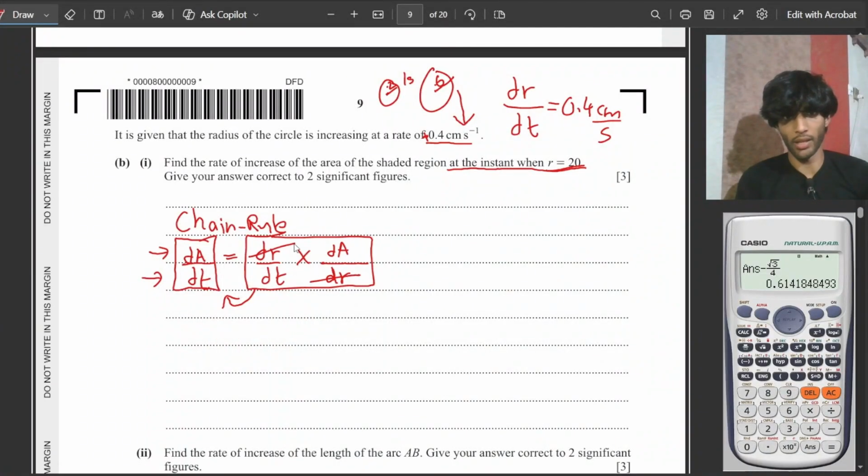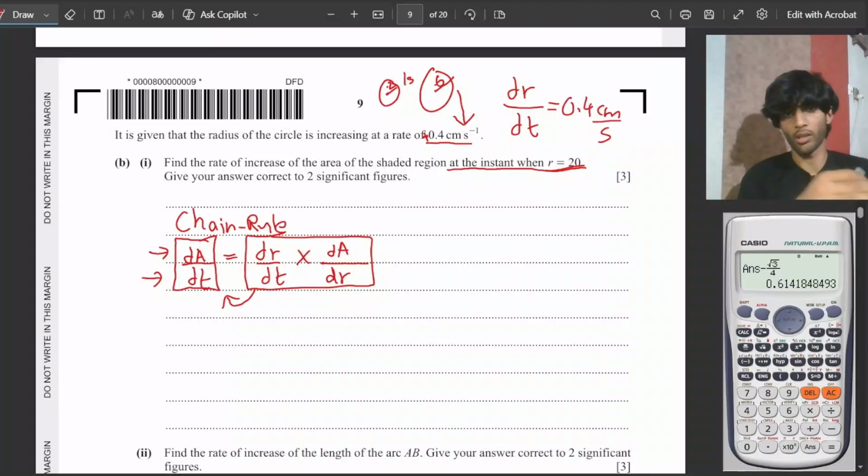This dr cancels out with that dr, and I'm going to get a dA in my numerator. I'm going to get a dt in my denominator. That's what I'm trying to find. So this is how you apply the chain rule. This is how you do a problem where you are supposed to find one rate using a completely different rate.